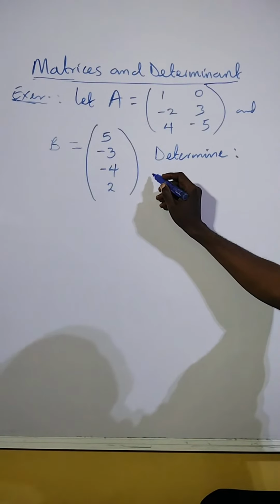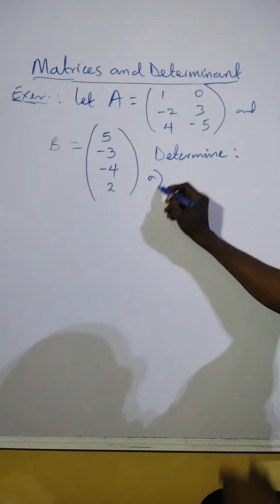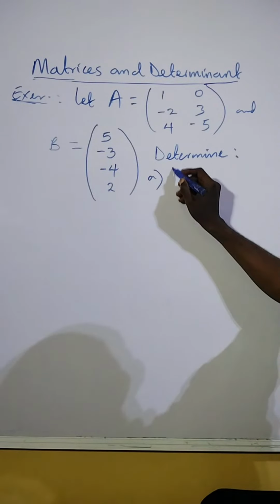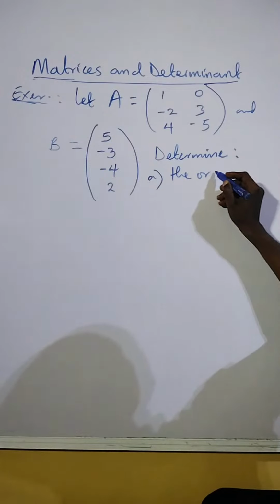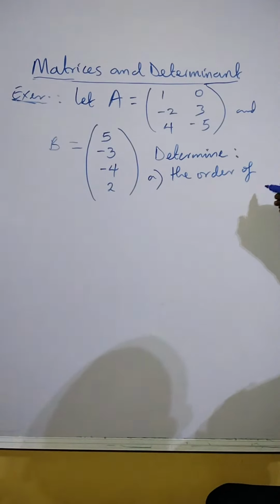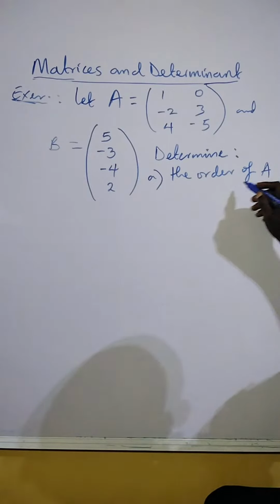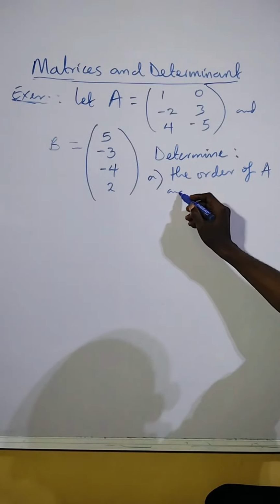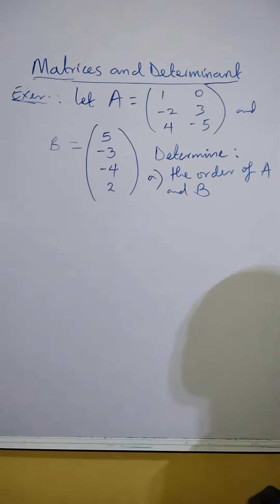The question says determine the order of A and B, the order of matrix A and B. And also question B.